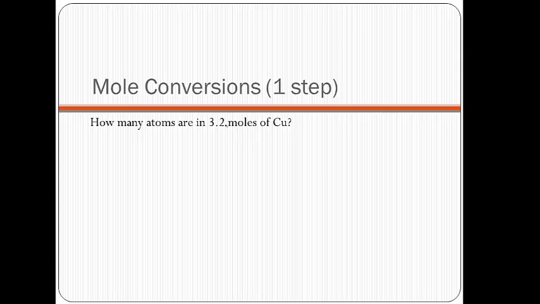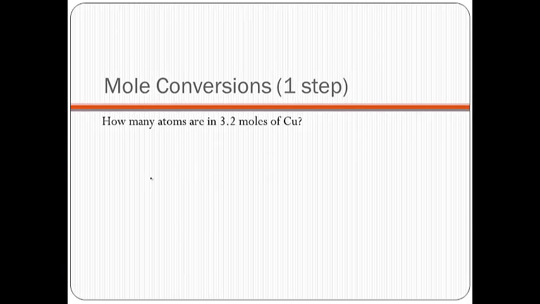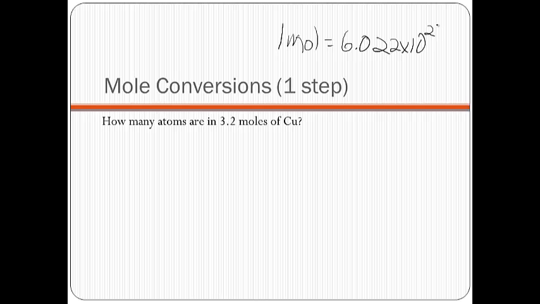Mole conversions, one-step problems. All right. When I say a one-step problem, this means a one-step flim chart. So we're back to flim charts. Here we go. How many atoms are in 3.2 moles of copper? Well, if you remember the other day, 1 mole is equal to 6.022 times 10 to the 23rd atoms, particles, molecules.